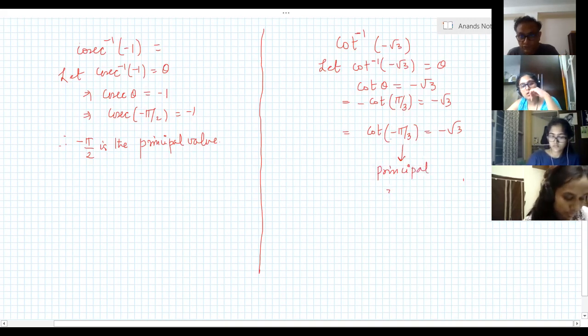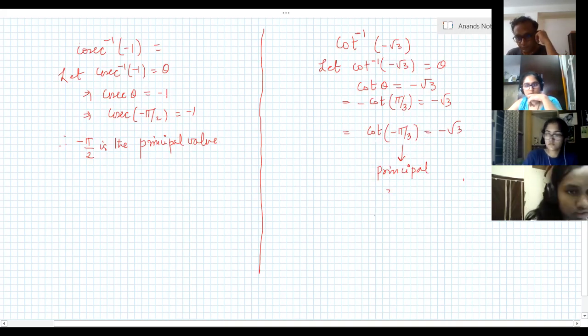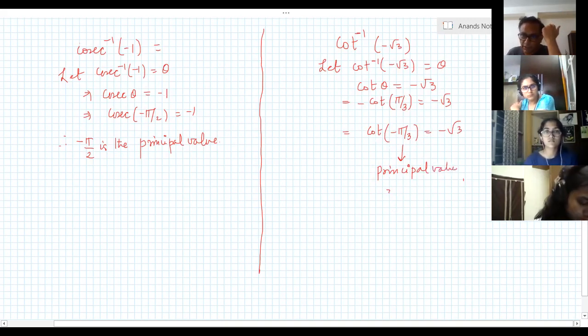And of course, you have to check, is this minus pi by 3? What is the range for cot? Cot follows tan, no? Yes, sir. No, sir. 0 to pi. Then we have a problem. We can't declare principal value. Can you declare this? No, sir. It can be, what to do? 5 pi by 6. Not 5 pi by 6. How do we get minus pi by 3 now?